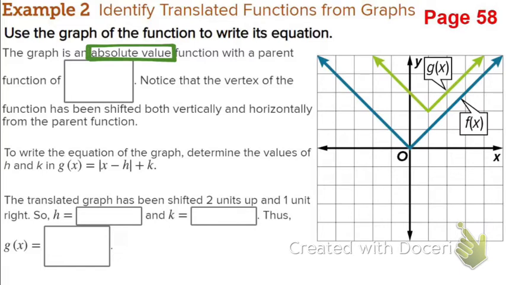For the parent function, the equation is what? Y equals, or f of x equals, x with the 2 lines on either side. We have those absolute value bars on either side with the x inside. The vertex has been shifted both vertically and horizontally. Vertically is going to affect my k. Horizontally is going to affect h. Start from the parent. Where's the vertex for the parent? 0, 0 for the parent. We start here.